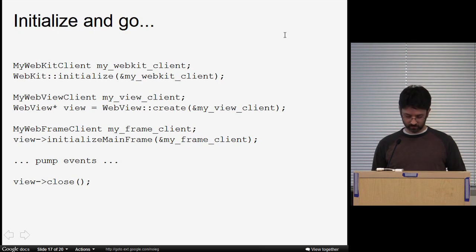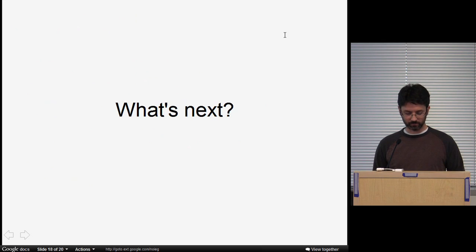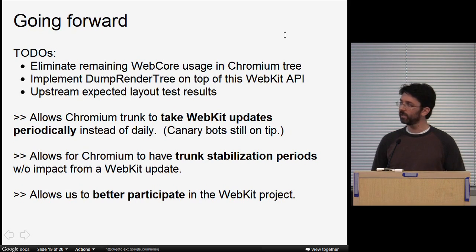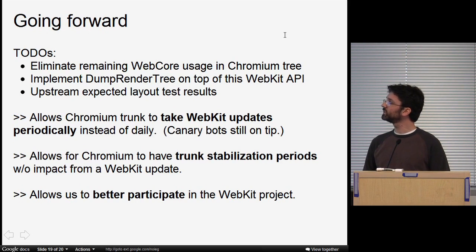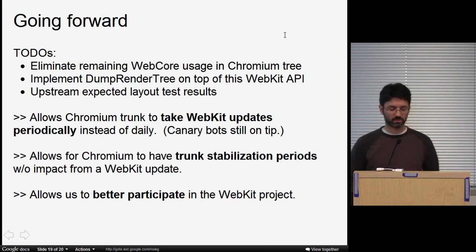And then that's it. So that's just a small sample. There's much more. So what other things are we worried about going forward? Well, we have a set of to-dos still. I mentioned that we're not done upstreaming. That's the biggest thing. We need to get rid of all the WebCore usage in the Chromium tree.